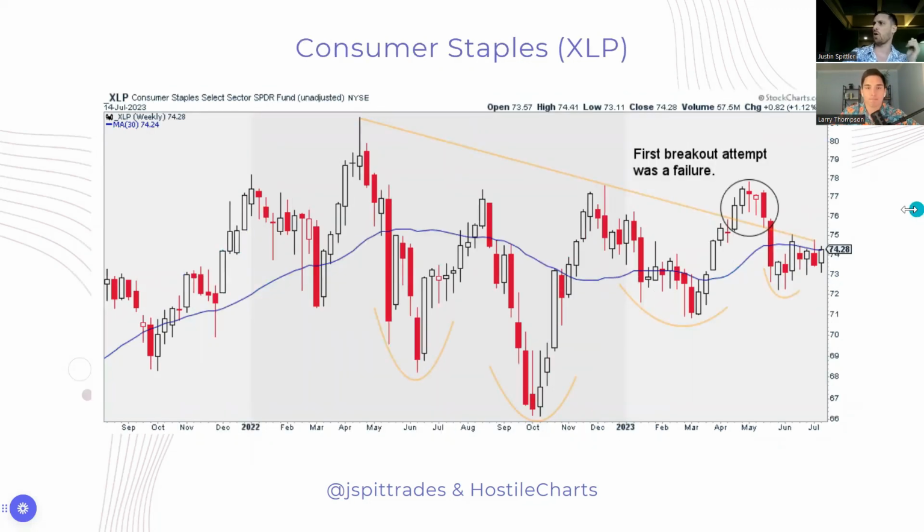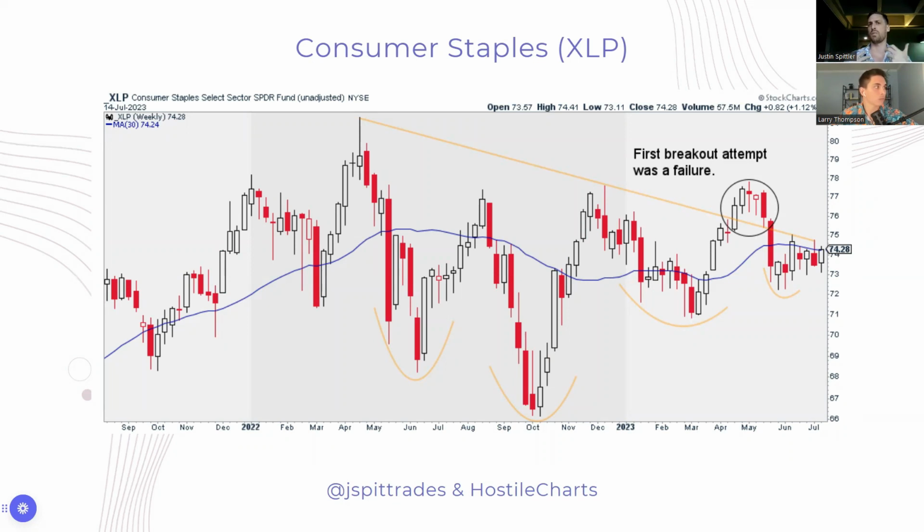Consumer staples are also really interesting to me. Again, a chart I've shared before if you follow me on Twitter. We had this bottoming pattern. We actually had this breakout attempt. We broke the downtrend line, but we couldn't stick the landing. So we pulled back.